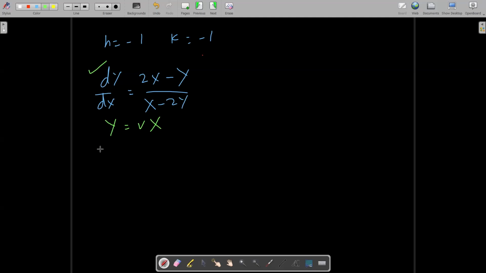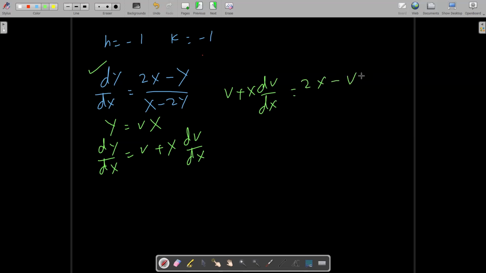So y equals vx, and we find the derivative dy by dx by the product rule. First function same, times the derivative of the second function, that will be 1, plus second function same, times the derivative of v, that will be dv over dx. Okay, perfect. Let's plug in these values. dy by dx is v plus x dv over dx equals 2x minus vx over x minus 2vx.